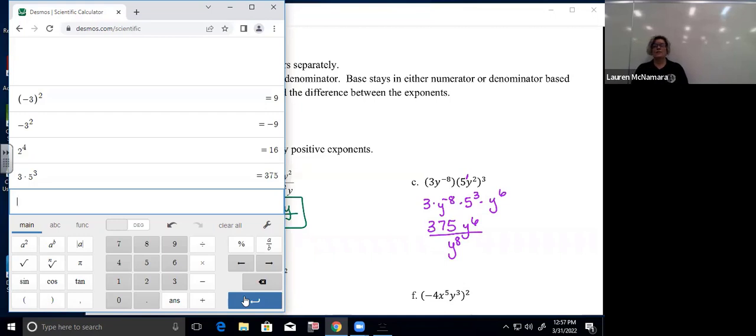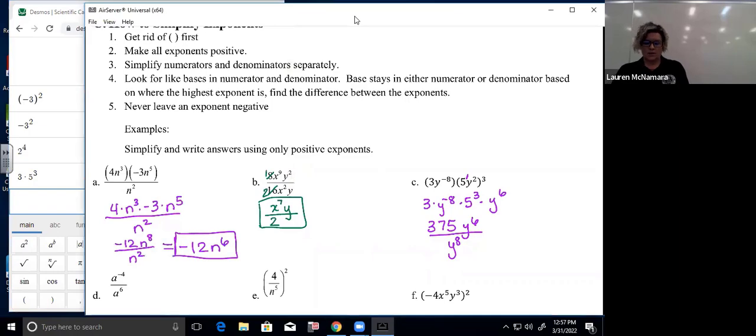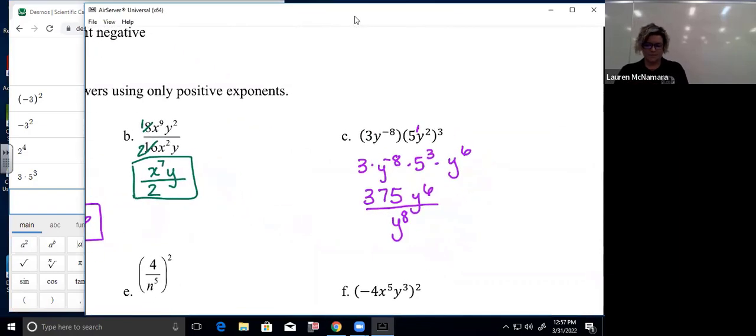Now I have nothing left to simplify in the numerator, nothing left to simplify in the denominator. Where's my highest exponent of y? In the denominator. So y stays in the denominator. So then simplifying here, I have 375 divided by y. When I divide them out, I'm left with 2.